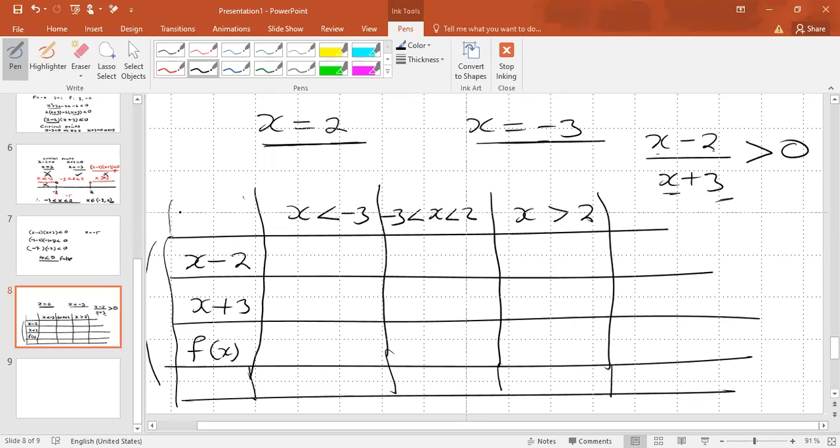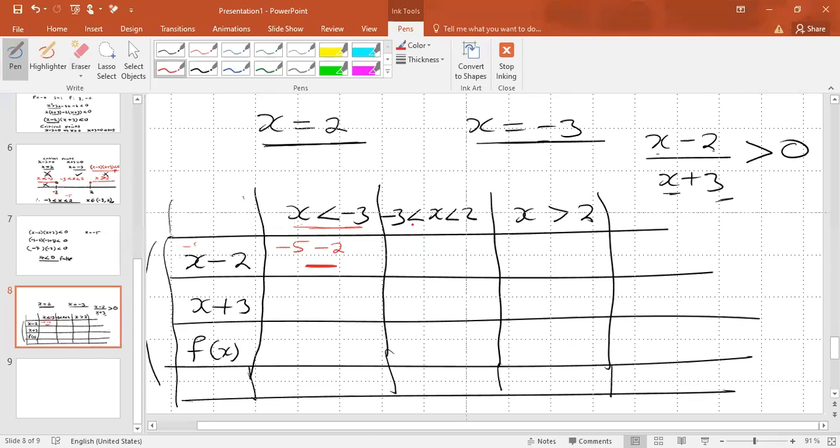Then what you'll be doing is you get a value that is less than -3. Let's say -5. Then when you substitute there, you're going to have -5 minus 2. We are only interested in the sign of the answer that you get. The answer will be a negative value. So you put negative there.